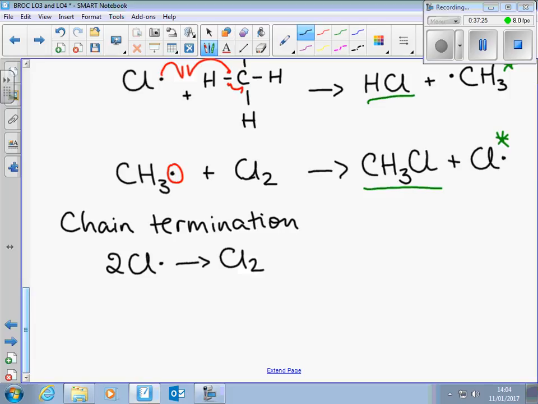You can have two methyl radicals colliding, and as a result of that you get C2H6, which is ethane.